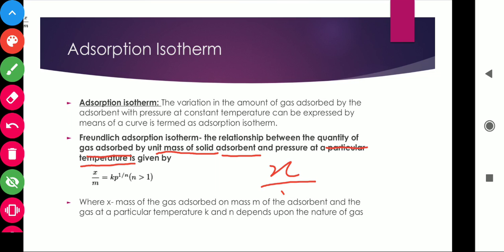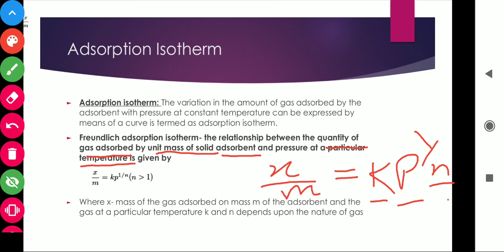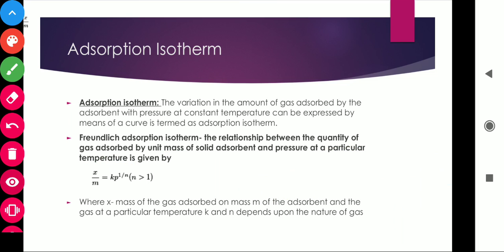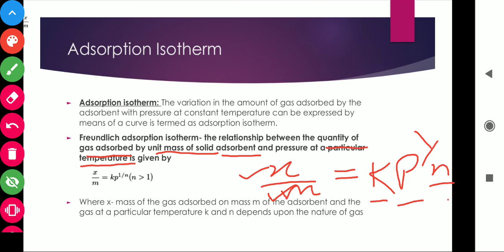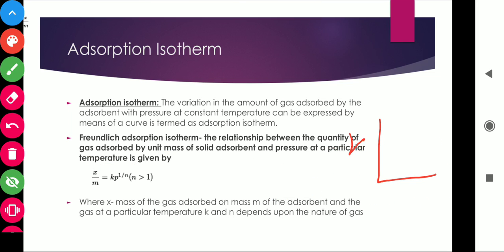x by m is directly proportional to p to the power 1 by n. That is, x by m equals k p to the power 1 by n. Here k and n are constants, p is pressure, x is the amount of adsorbate and m is the adsorbent by unit mass. In this way we get the curves. These curves are called adsorption isotherms. We take x by m against p and we get a curve.